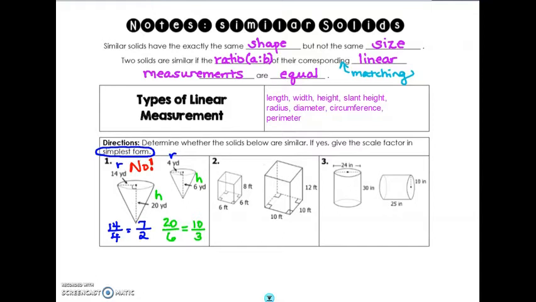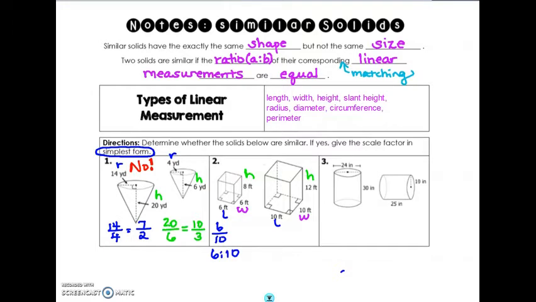Let's look at our prisms for number 2. Again, same thing, set up your matching linear measurements. So this I'm going to call my length. This 10 over here, I'm going to call my width. Same thing with the 6 over here. And then we have the height of each. As we can see, the one on the left looks smaller than the one on the right. We want to see if they're similar. Let's check out their fractions. 6 over 10. Remember, you could write that as 6:10. Both are seen as a ratio and both are accepted as a ratio.